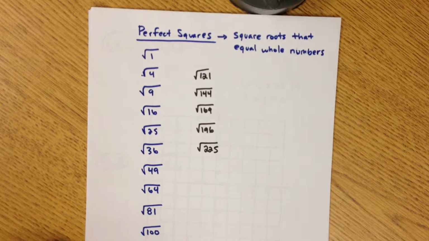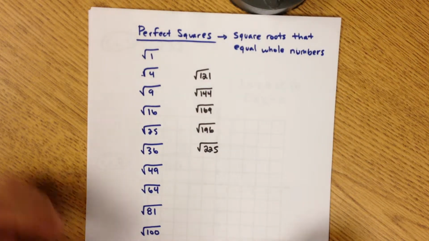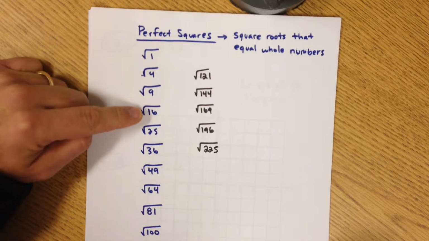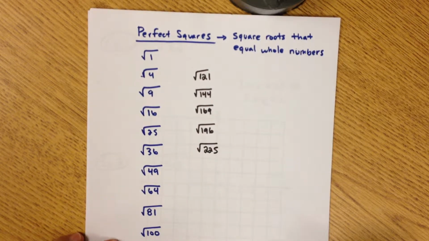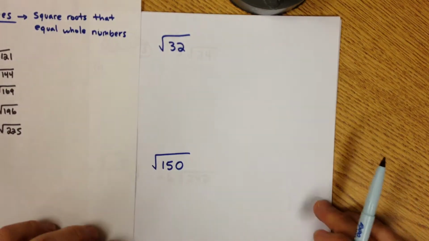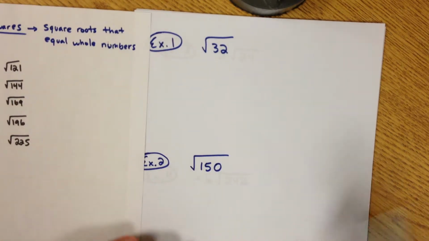Okay, we're going to use this list of perfect squares. Perfect squares are square roots that equal whole numbers. So the square root of 9 is 3, the square root of 16 is 4, 25, etc. We're going to use this set of perfect squares to reduce and simplify the square root of 32.